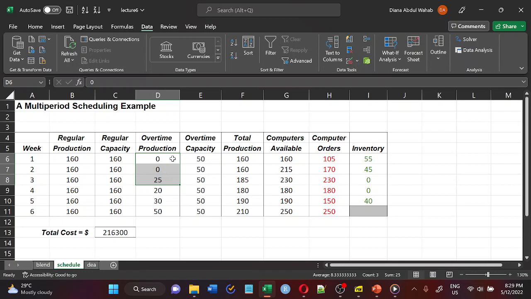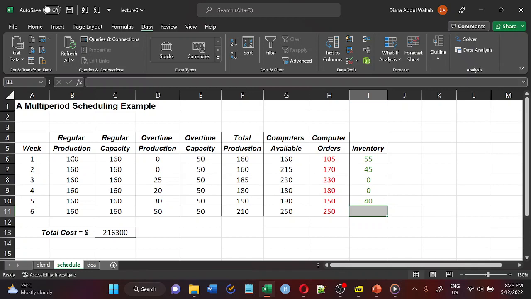So let's see if we really meet all the demands. We look at here, it seems like all the availability is exceeding all the orders, which is good. And in the final week, this is very, very important. In the final week, the number of computers available is exactly the same as the number ordered, and we are left with no leftover, which is very good, which is what we want.